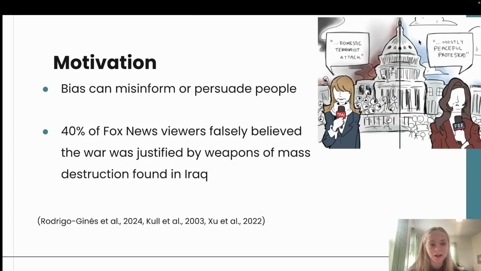The motivation behind our project is that media is how a lot of people get their information, but it can often be biased. Bias can misinform or persuade people, as seen in the image to the right. How different media sites portray issues and their wording can severely impact the opinion that is perceived from this. A study in 2003 about the Iraq War found that 40% of Fox News viewers falsely believed that this war was justified by weapons of mass destruction found in Iraq.